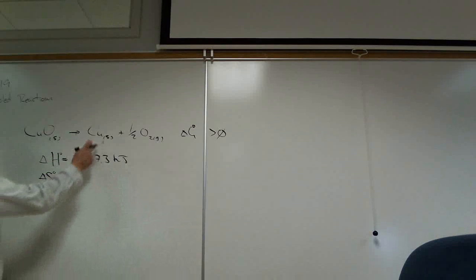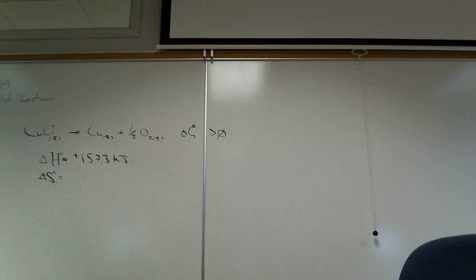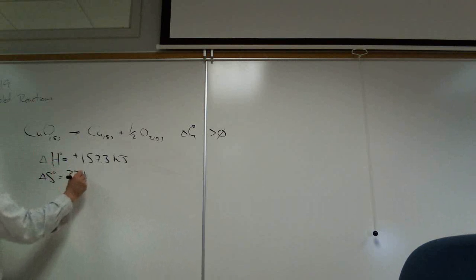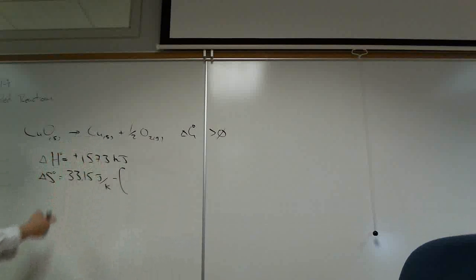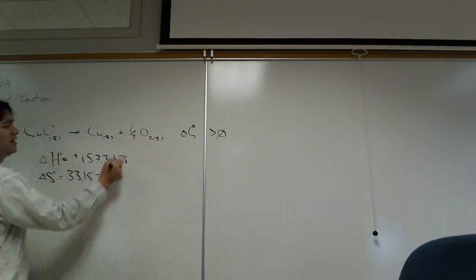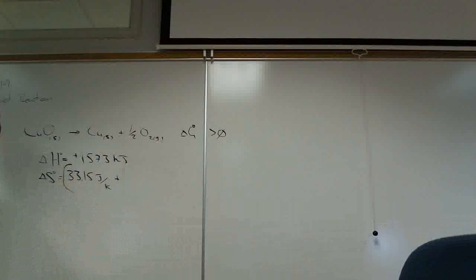Take the entropy of the products minus the entropy of the reactants. So what is the entropy of copper solid? You know, the entropy should be fairly low. In the tens, in the hundreds, in the several hundreds? What should the entropy be? In the tens. And what is the entropy of copper solid? 33.15 joules per Kelvin. Okay, minus the entropy of the reactants. Oh, oops, that's a product. Plus the entropy of O2.